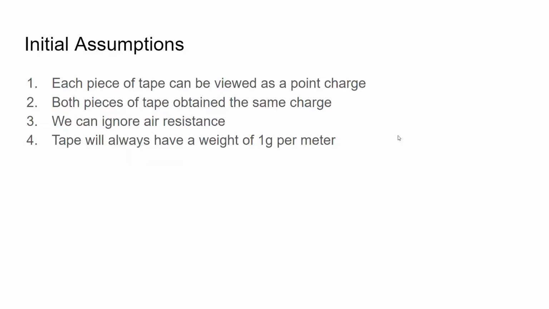We also need some initial assumptions for this lab. The first one is that each piece of tape can be viewed as a point charge. The second one is both pieces of tape obtain the same charge. The third is that we can ignore air resistance. And finally, the tape will always have a weight of 1 gram per meter.